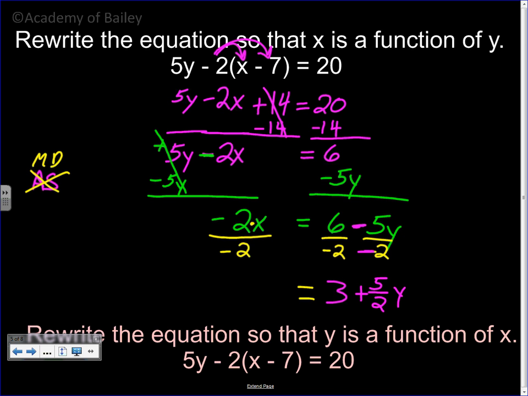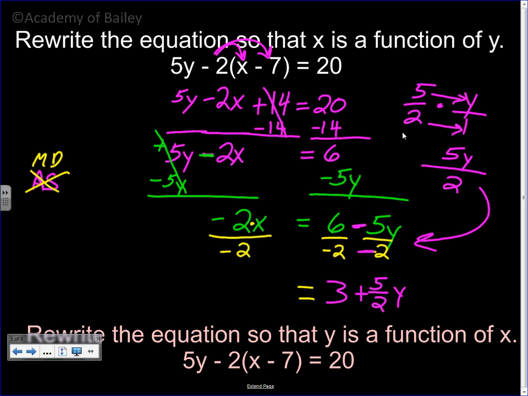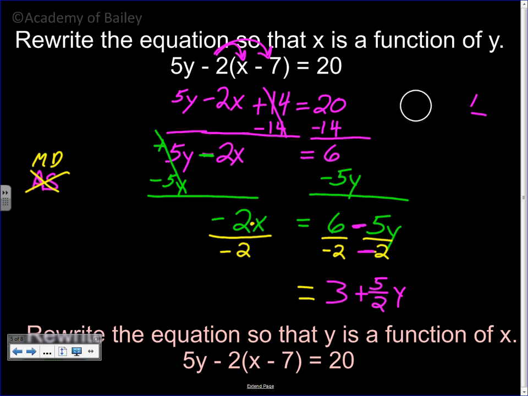Typically, you'll see the variable off to the side of the fraction. But you should know if you have 5 over 2 times y, that's y over 1, multiply the top numbers, you're going to get 5y, and multiply the bottom numbers, you get 2, which is what we just had right here. So 5 over 2 with a y off to the side is the same as 5y over 2. You have to be able to manipulate fractions like that.